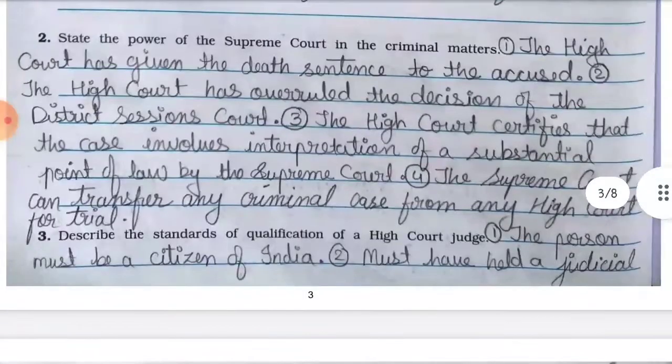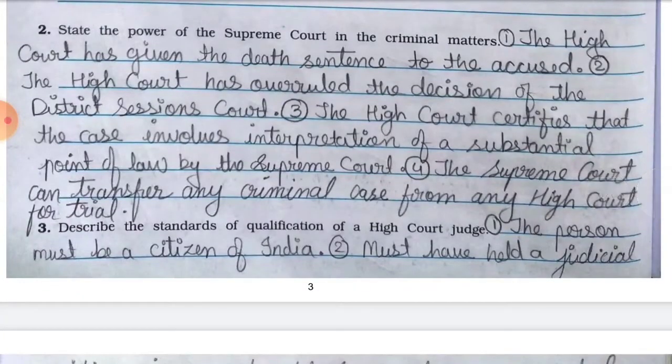Next, question number 2. State the powers of the Supreme Court in criminal matters. Answer. Point number 1. The High Court has given the death sentence to the accused. Point number 2. The High Court has overruled the decision of the District Session Court. Point number 3. The High Court certifies that the case involves interpretation of a substantial point of law by the Supreme Court. Point number 4. The Supreme Court can transfer any criminal case from any High Court for trial.